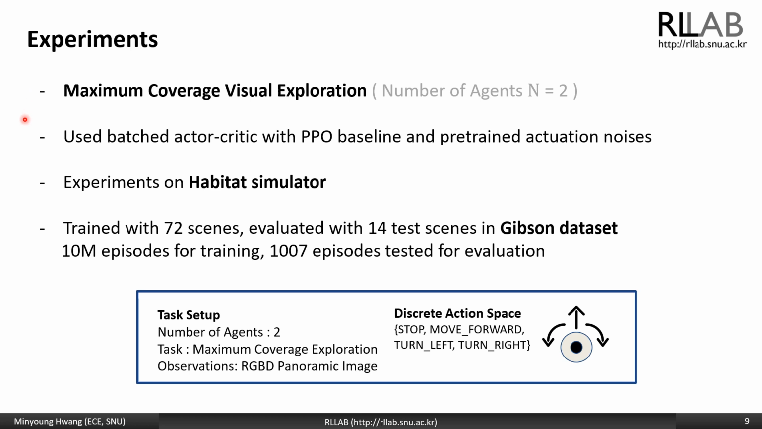We used Habitat Simulator, which is a photorealistic simulator with Gibson dataset. For fair comparison, every network in our experiments is trained end-to-end for 10 million time steps without pre-training. More details for training and testing are shown inside the blue box.